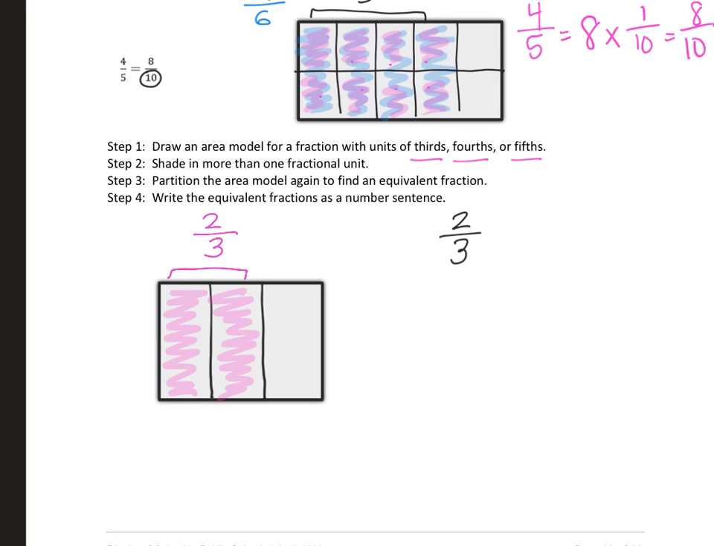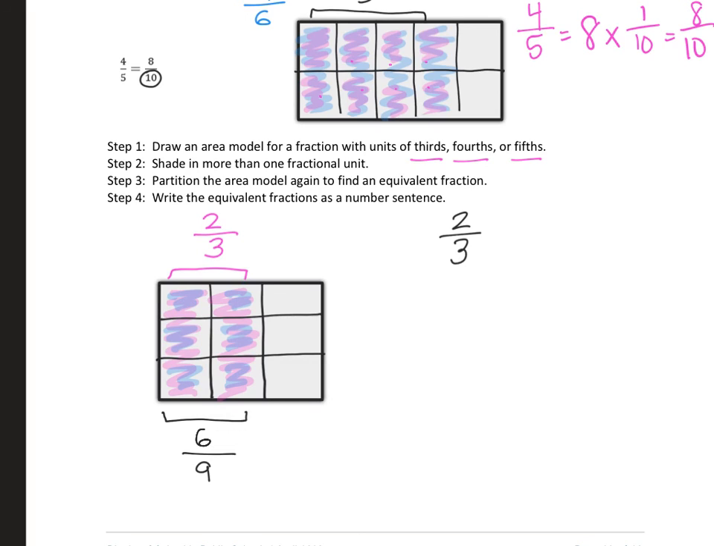Now I'm going to divide this into as many rows as I want. So I'm going to say, okay, I'm going to draw 2 lines. 1, 2. Okay. So now I have 1, 2, 3, 4, 5, 6, 7, 8, 9. I have 9 total pieces. And I can see that I have 1, 2, 3, 4, 5, 6 pieces shaded in. Okay, so 2/3 is the same as 6/9.